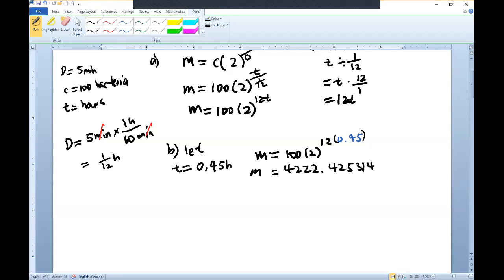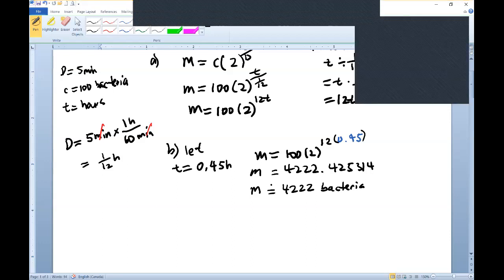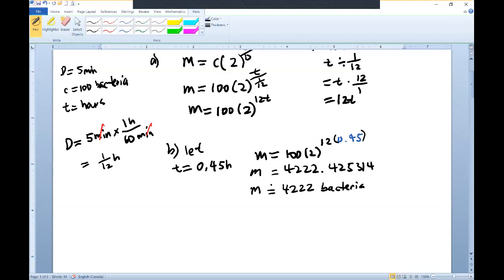Now, this is a good math problem, but because the actual answer should be in bacteria, we can't have a decimal bacteria, so the answer is actually rounded down for this word problem: 4,222 bacteria. So hopefully that wasn't jarring. That was another just making sure we got question 1 done. Okay, let's move to question 5.